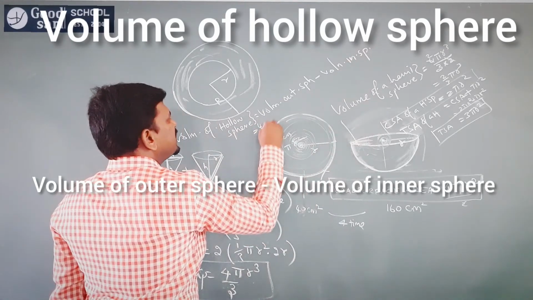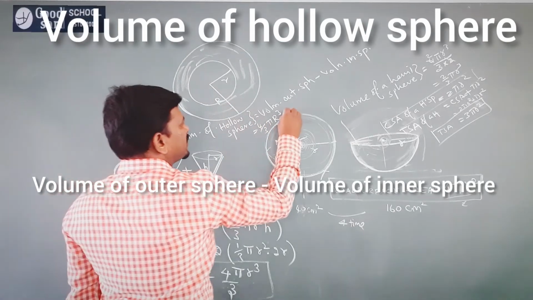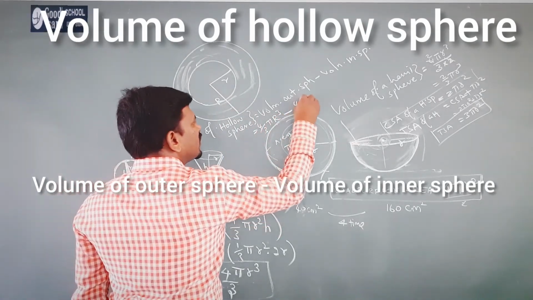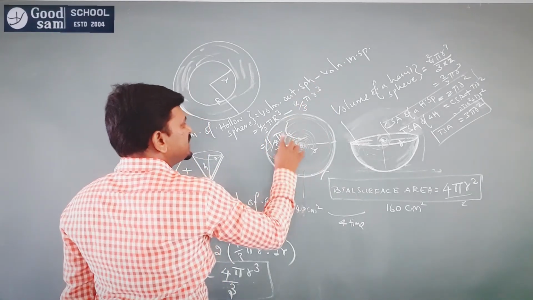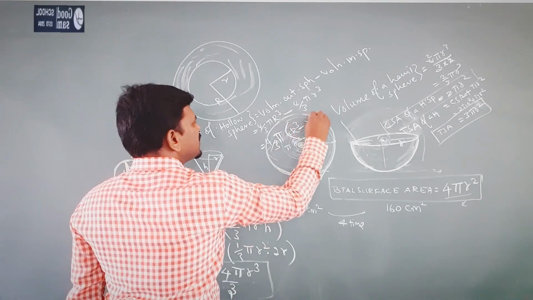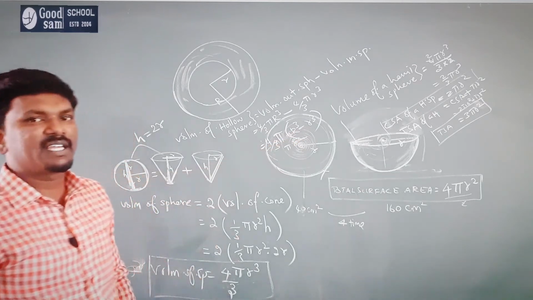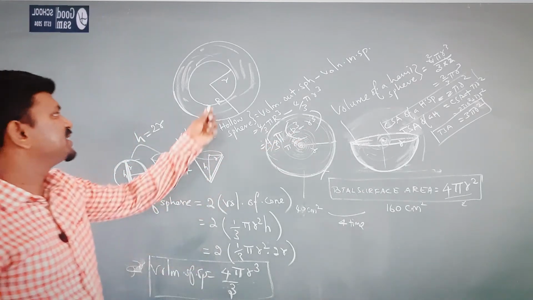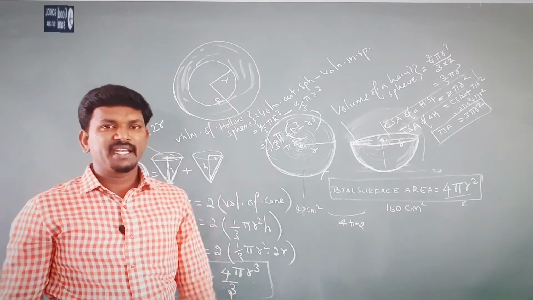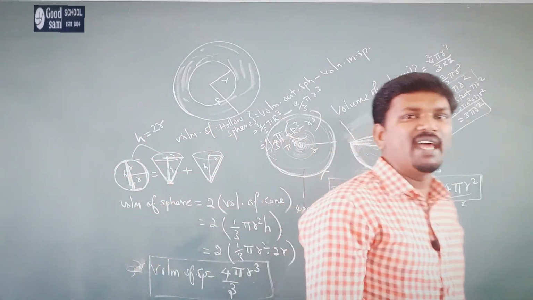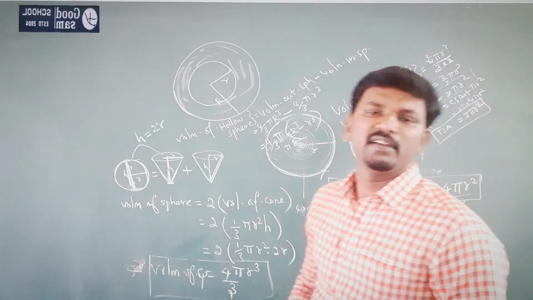So 4 by 3 pi capital R cube for the outer sphere, with capital R as the outer radius, and 4 by 3 pi r cube for the inner. So 4 by 3 pi is a common factor, into R cube minus r cube. So the volume is 4 by 3 pi times capital R cube minus small r cube. Capital R is the outer radius, small r is the inner radius. They will give the data, we have to apply the given values to the suitable variables in the formula, then we can find the answer easily.